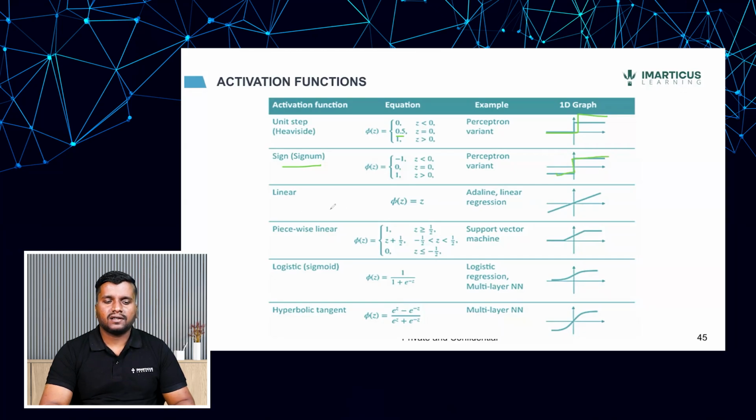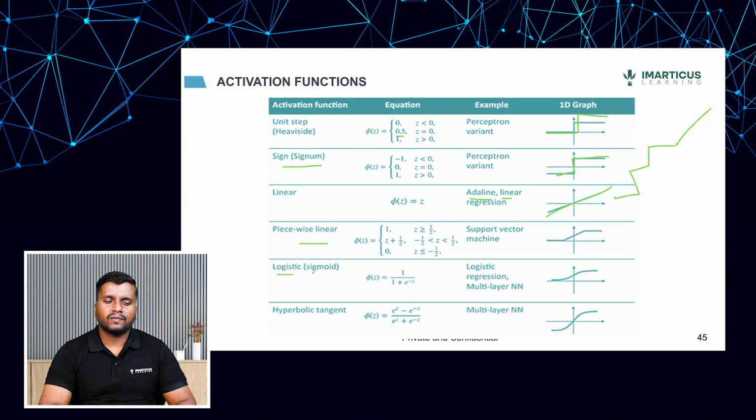Then we have linear separation. For linear separation, the example is Adaline, and linear regression lines are basically these linear separations of data. Piecewise linear, where we have support vector machine, where we can see separation not just in a single line vector, but we can have multiple separation levels of this line. So these are piecewise linear regression.